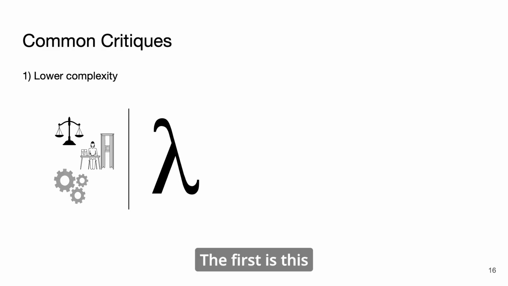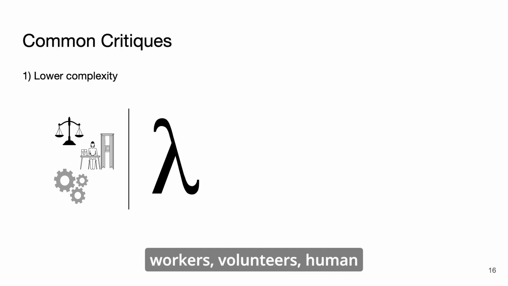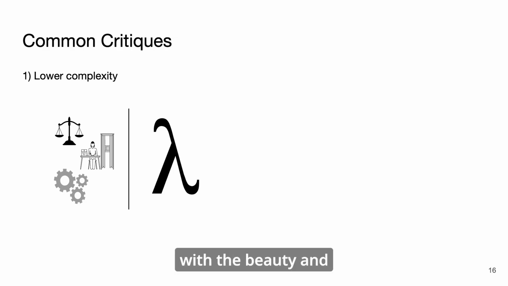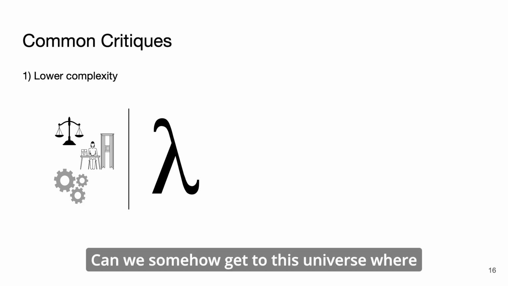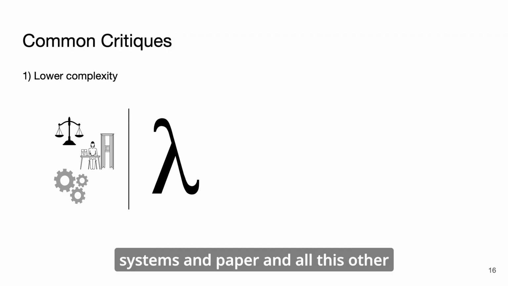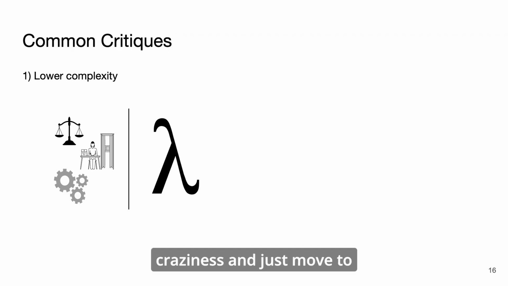Now, there's a lot of critiques of this, right? To sort of the internet voting, electronic voting crowd, and a cryptography community crowd. The first is this lower complexity argument. So we have this massive socio-technical system with law, poll workers, volunteers, human processes. And the question is, can you replace that with the beauty and purity of mathematics? Right? Can we somehow get to this universe where we no longer have to worry about these socio-technical systems and paper and all this other craziness and just move to this other universe where we're just trusting the math?